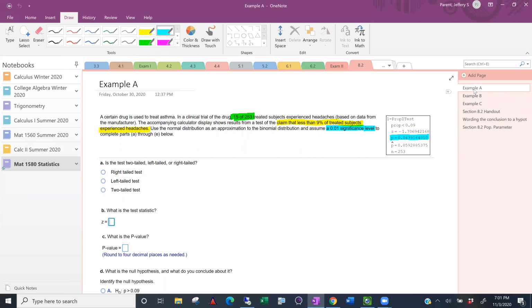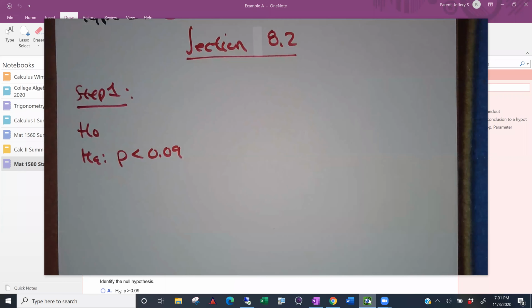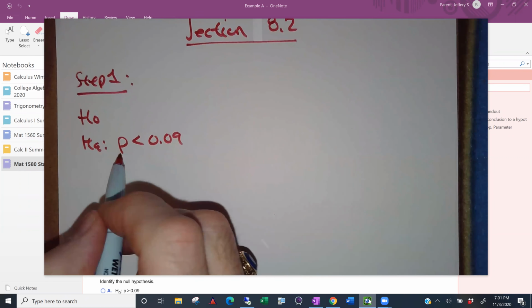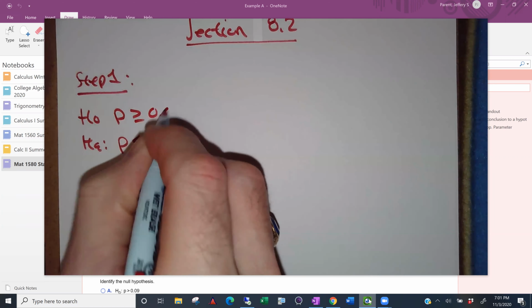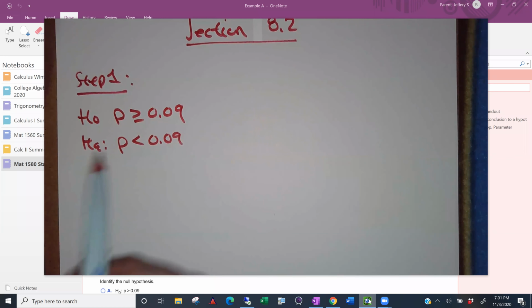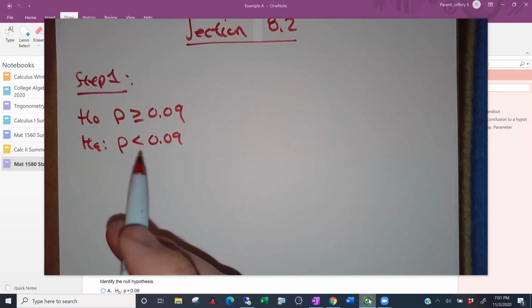Less than 9% of treated subjects experience headaches. So is that part of the null or alternative hypothesis? Alternative. Good. That's part of the alternative. So if that's the alternative, then my null hypothesis has to be this. By the way, don't put p hat here. In your hypothesis, we always test claims about population parameters. P hat would be a sample parameter or a sample statistic.